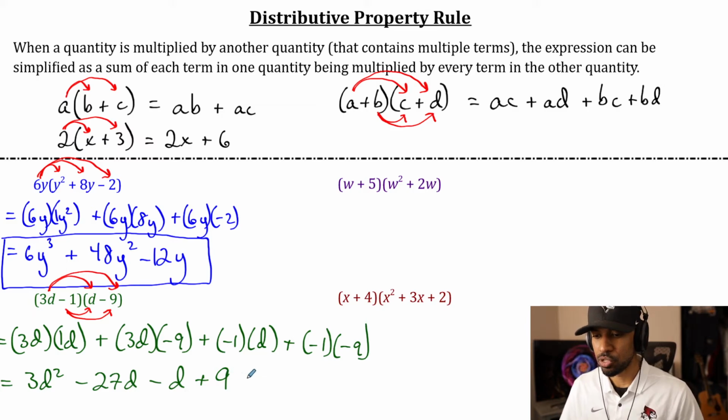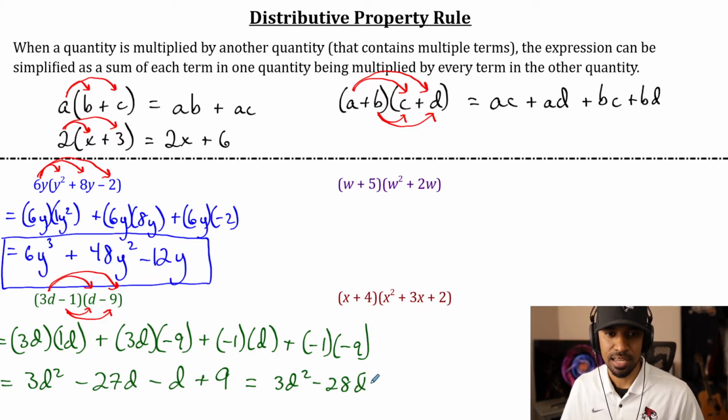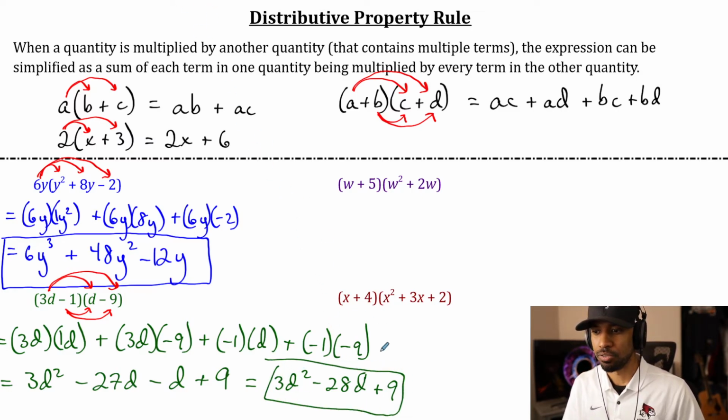So I'm going to combine those two, and then I'll write the rest as it was. So 3d squared minus 28d, whoops, plus 9. That is a d right there. I'm sorry about that. And that ends up being the final result there.